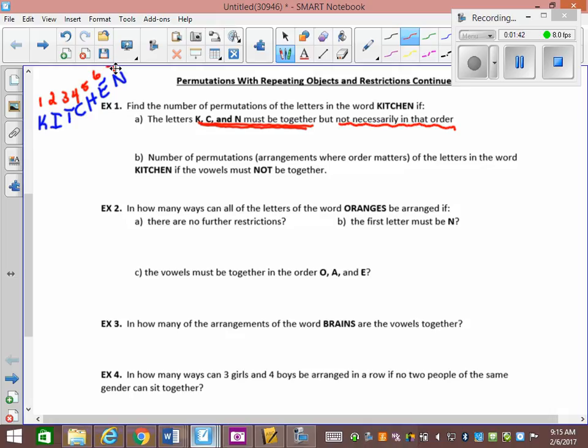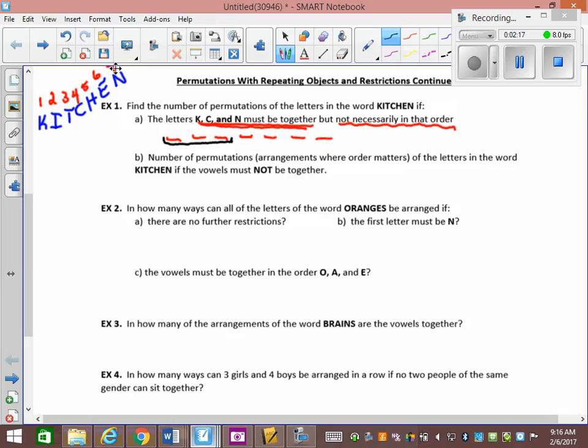Now, whenever it says that you have to have it together, this is what I do. So I'm going to put my 7 blanks because I have 7 letters technically, right? First thing I'm going to do. 1, 2, 3, 4, 5, 6, 7. I have my 7 blanks. Now, when it says they have to be together, I always put them together at the front, and then I deal with them being in different spots after. So I'm going to hook them together. It's K, C, and N, so it's 3 letters. So I put a little box underneath, and I hook them together. So they're stuck together all the time. Okay?